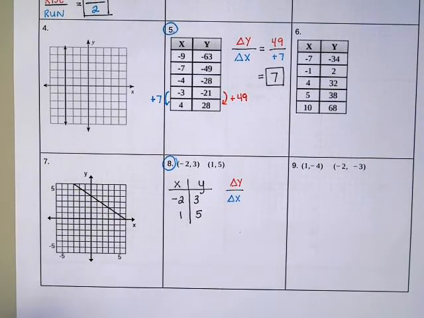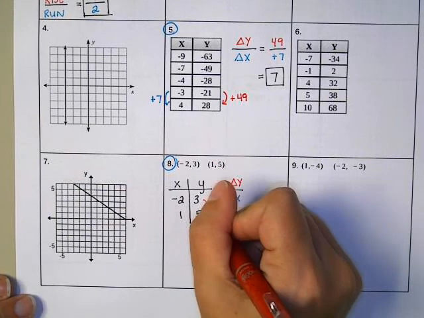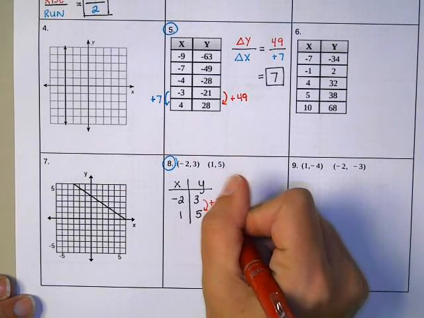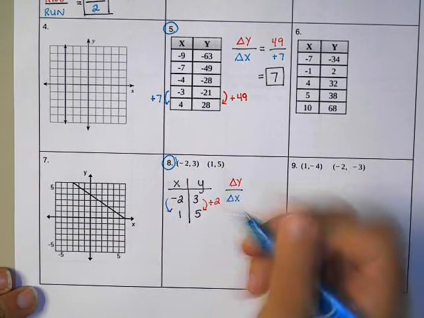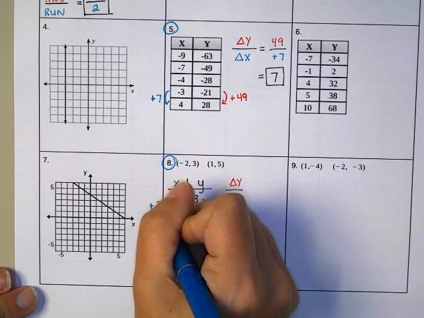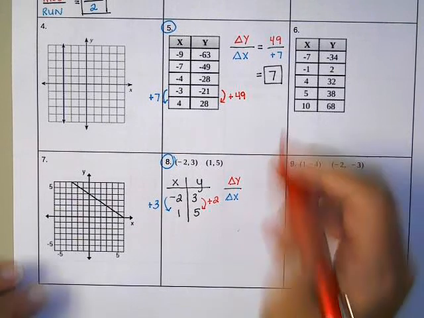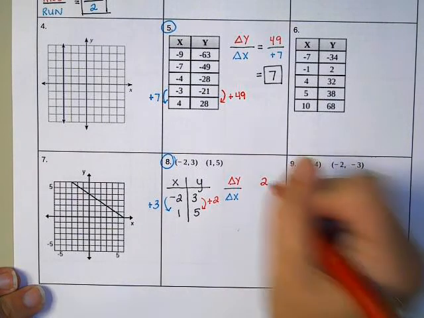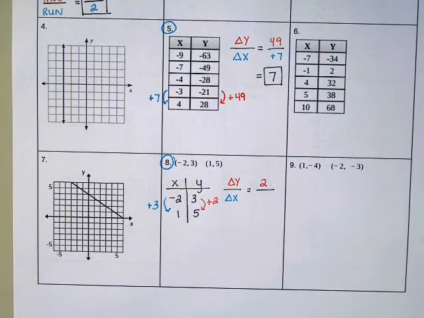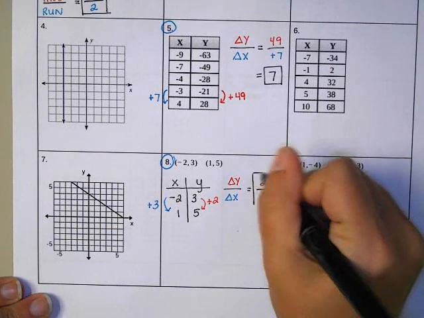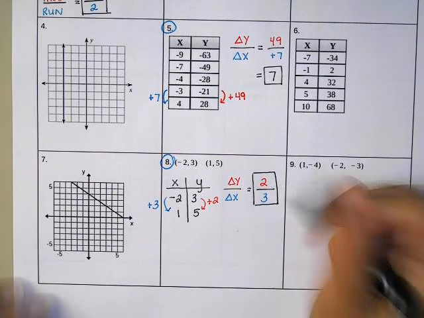To go from 3 to 5, I have to add 2. And to go from -2 to 1, I need to add 3. So my change in y would be +2, and my change in x would be +3. Since +2 does not divide nicely by +3, that's my final answer.